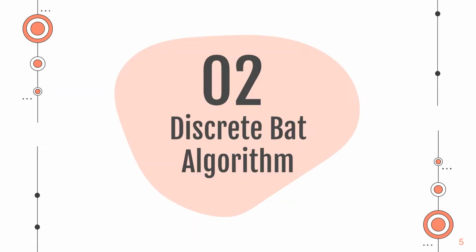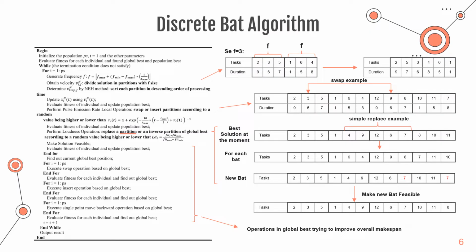Moving on to the discrete Bat algorithm. Bat algorithm is a population metaheuristic based on swarm intelligence, which was developed by Dr. Xin-She Yang in 2010. However, this metaheuristic was not developed for discrete problems, and therefore it was necessary to find a discrete approach so that it could be used in such problems.